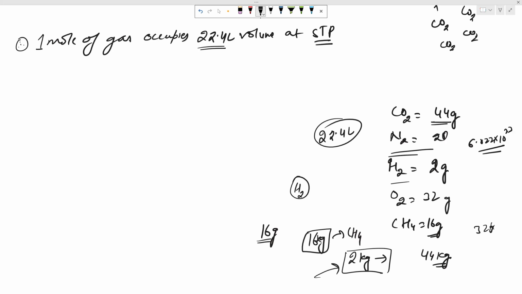Equal volumes of gas occupy the same space. If you are getting stuck somewhere, let it be, let's do some numerical problems, then it will be clear for you. You understood the concept, don't worry about it.